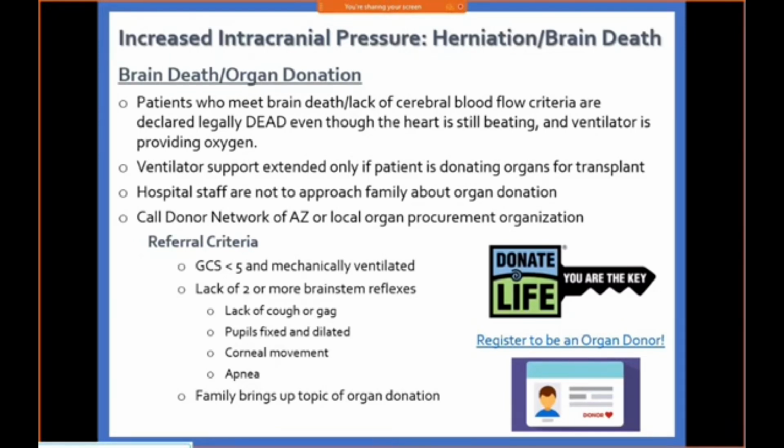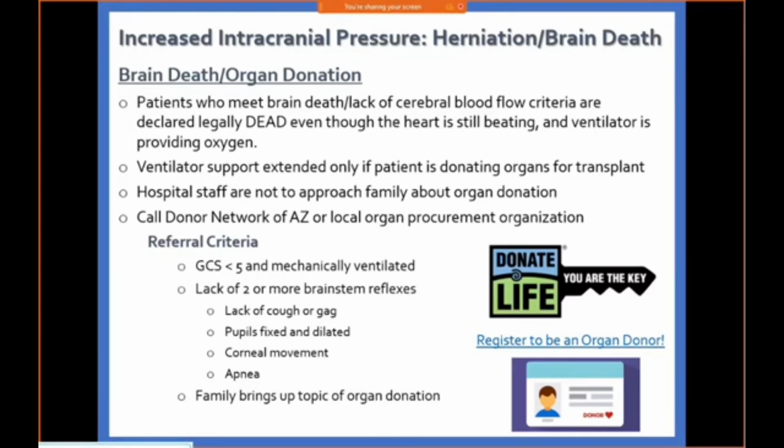If the family brings up organ donation, or if they meet the criteria, that basically their GCS is less than 5, they're already on a mechanical ventilator, and they've lost 2 or more of their brainstem reflexes, or if you feel that the patient would be a good organ donor, or if you want to discuss it with somebody, you could call Donor Network at any time, and they will discuss whether the patient meets criteria. If they do meet criteria and want to have a discussion about organ donation, they assist the hospital in going through their brain death policy, and they assist with talking to the family. So you don't have to take that on your own.